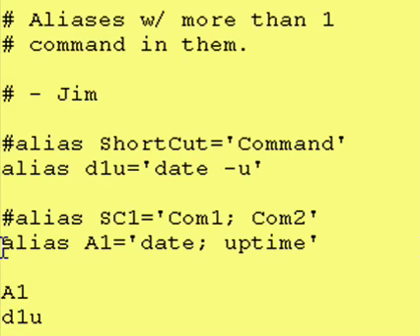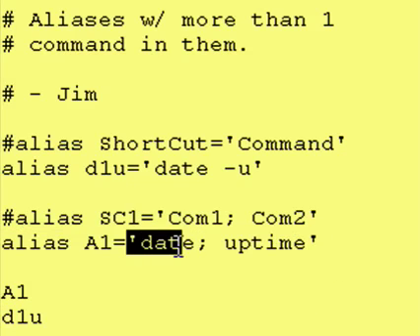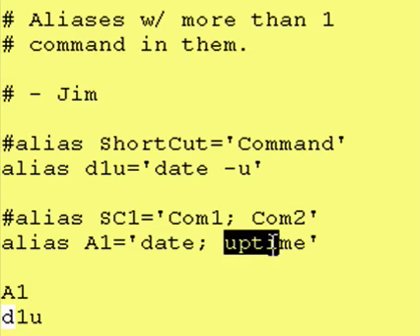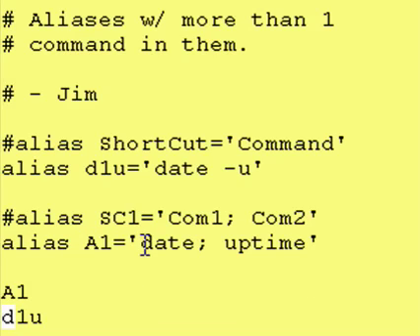In a real example, right here, we define A1 to be equal to run the date command, the Unix date command, which gives you the time and date locally, and then afterward run the uptime command. And as you can see, we have our semicolon in between them. So from this point on, every time the Korn Shell sees A1, it will run the date command, and then afterwards it will run the uptime command.